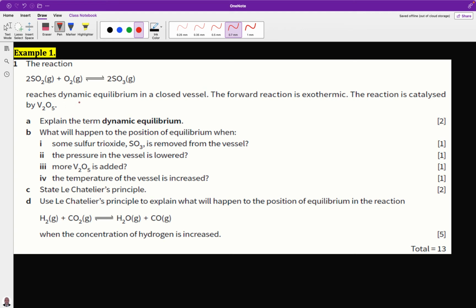Once more, if the temperature of the vessel is increased, the equilibrium is going to shift from right to left.